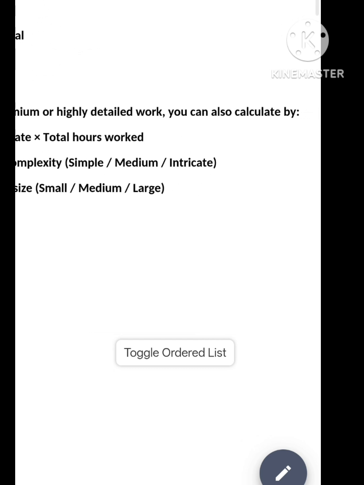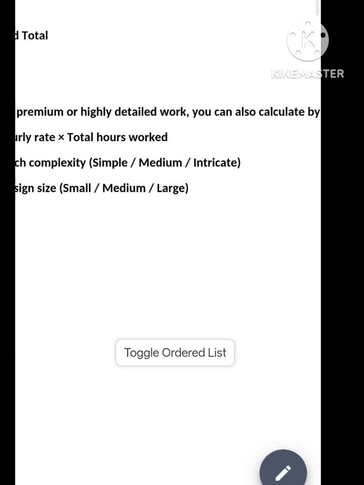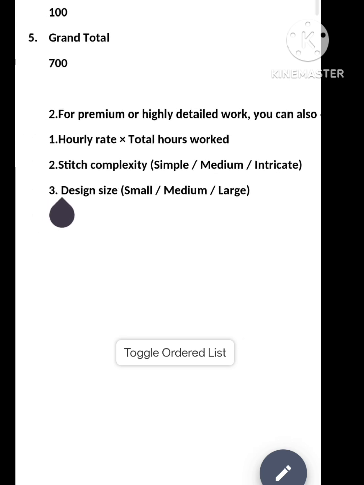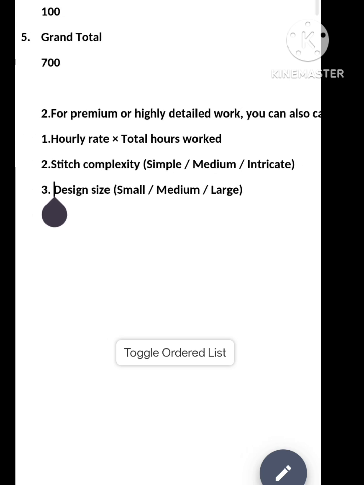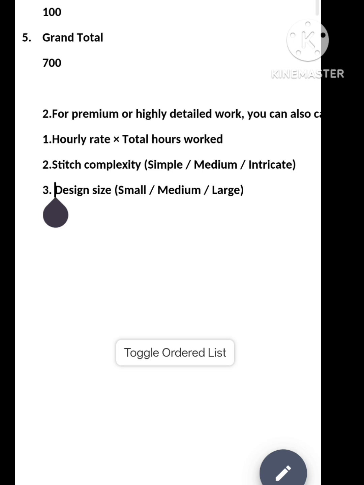Second, for premium or highly detailed work. If you are making a very intricate and bigger embroidery, how will you charge? So the formula is hourly rate, that means the rate you have fixed for yourself per hour, into total hours you have invested in completing the embroidery. So that should be productive hours. For example, if your hourly rate is 500 for a small embroidery and you have spent, supposing, 2 hours, it would be 500 into 2, around 1000. So that is what you can charge.